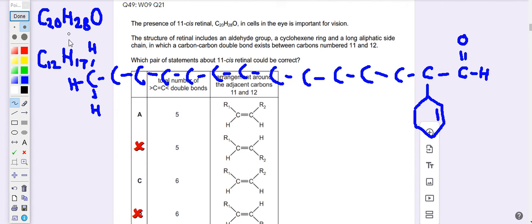Now I'm going to count from the right hand side and number the carbons. 1, 2, 3, 4, 5, 6, 7, 8, 9, 10, 11, 12, 13, 14. Now between 11 and 12, there's a double bond. Let's just put the double bond, trying to adhere to the description as much as possible. If there's a double bond here, it can only be bonded to 1 hydrogen. Now I've used up all the carbons.